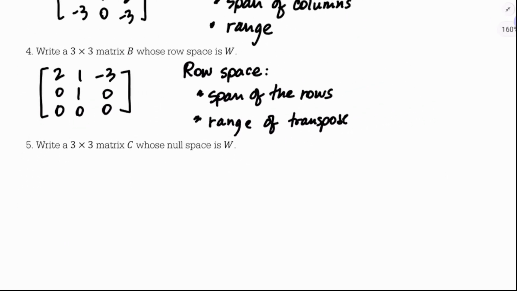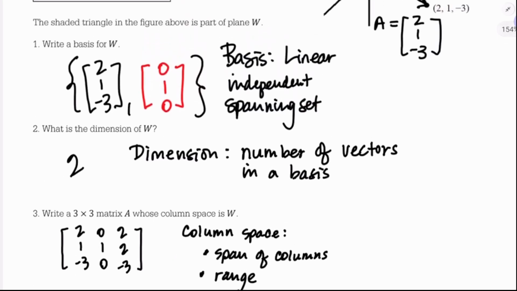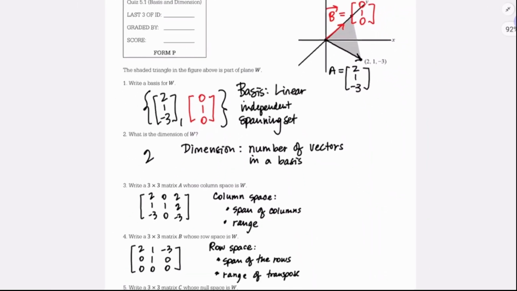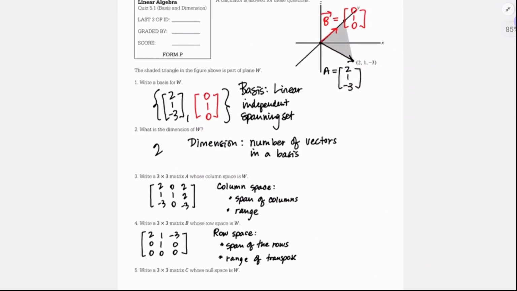All right, and then write a 3 by 3 matrix C whose null space is W. Okay, I'm trying to remember exactly. We developed a quick, more finesse technique for this one. Oh, yes, I'm remembering now. So if we determined that the null space of matrix C, I'm going to write this out, is equal to W, and A and B are both vectors in W, that means that A and B are both null space vectors of C.